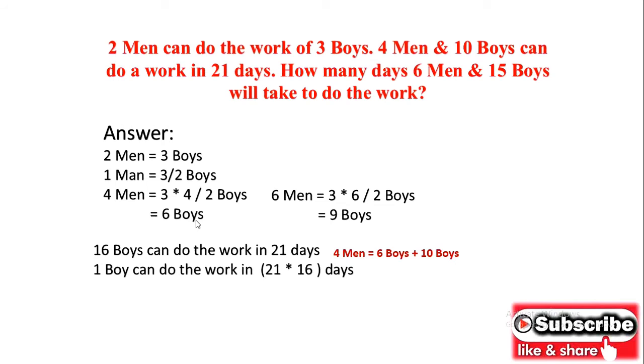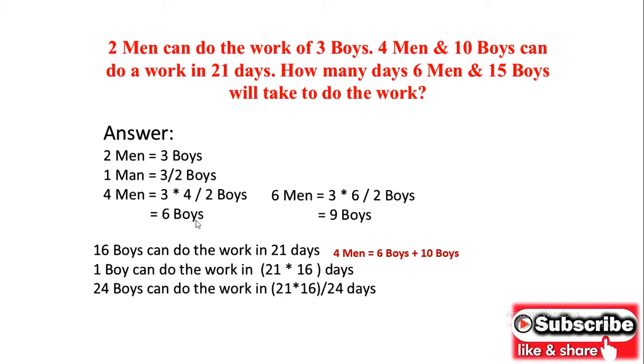So 1 boy can do the work in more days, right? One boy will take more days than 16 boys to do that particular work. So there will be multiplication, 21 multiplied by 16. So 24 boys can do the work in fewer days, right? Then there will be division.